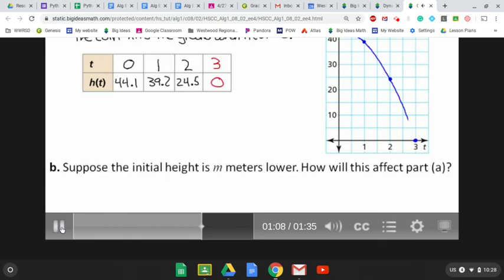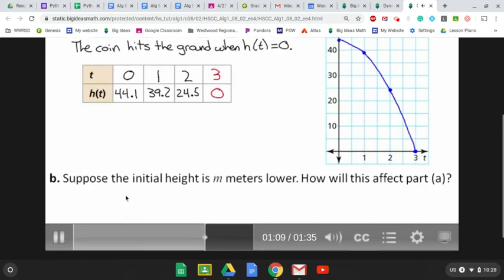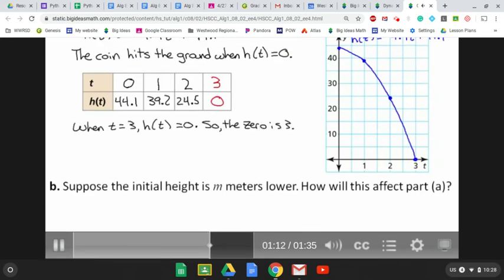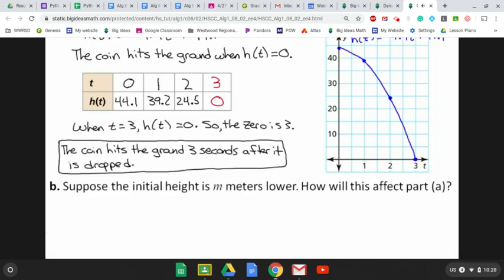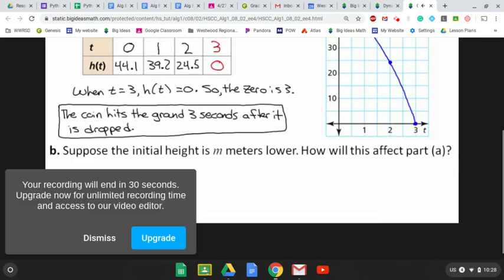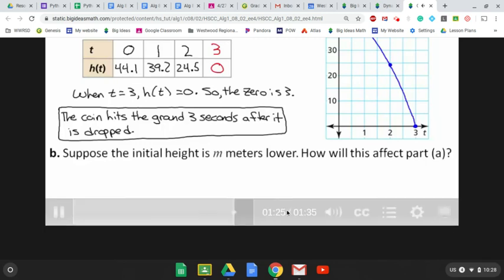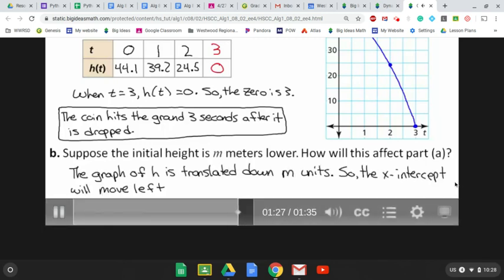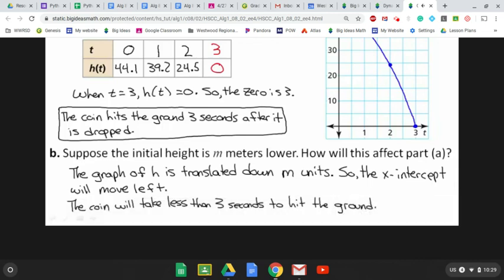Then draw a smooth curve through the points. Next, find the positive 0 of the function. When t equals 3, h of t equals 0, so the 0 is 3. So the coin hits the ground 3 seconds after it is dropped. Part B. Suppose the initial height is m meters lower. How will this affect part A? When the initial height is lowered by m meters, the graph of h is translated down m units, so the x-intercept will move left. So the coin will take less than 3 seconds to hit the ground.